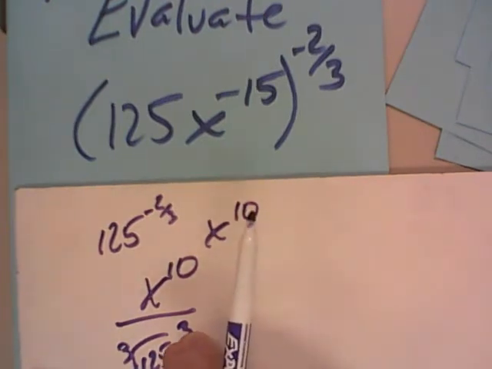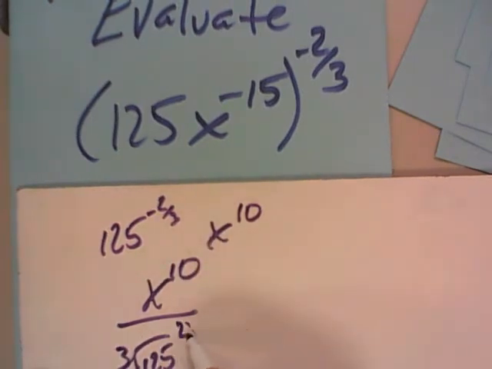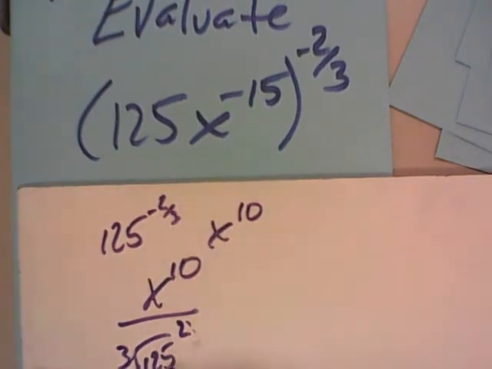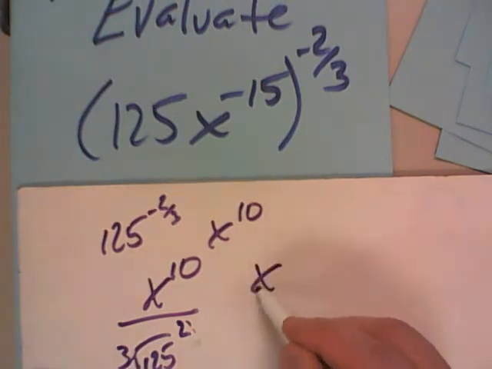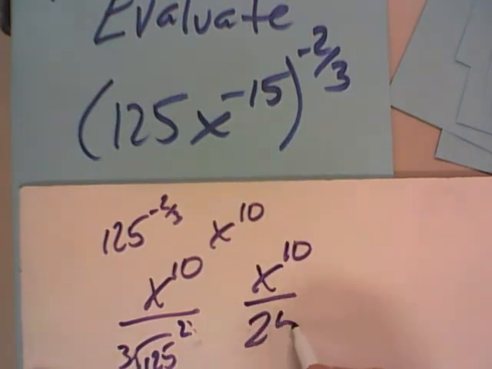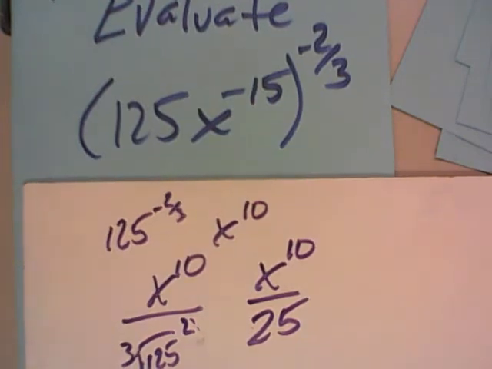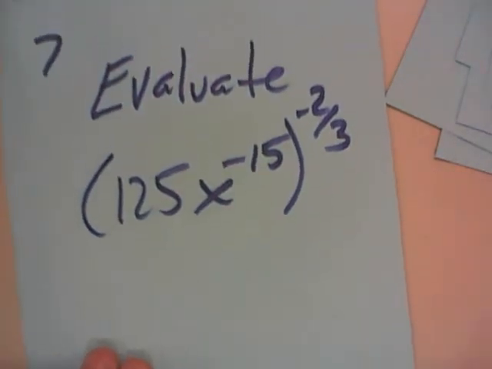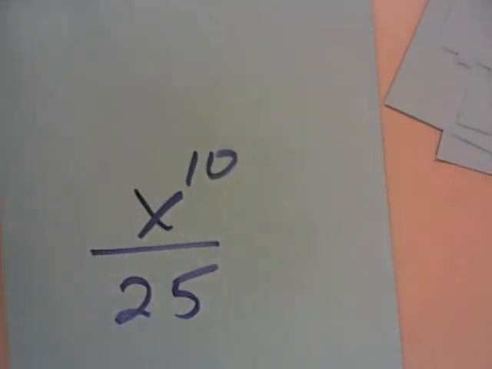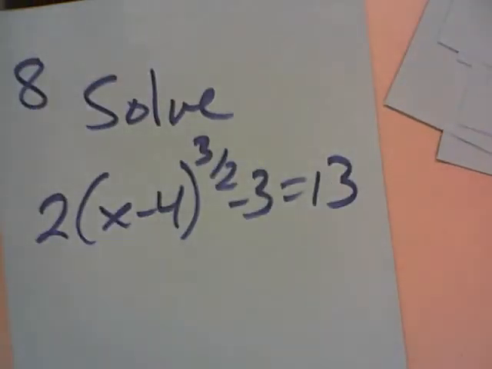The cube root of 125 is 5. The cube root of 125 to the 2nd power. So the cube root of 125 is 5, and 5 squared is 25. So I'm going to have x to the 10th over 25. All right? And that is number 7. Okay? Moving on, let's take here a look at number 8.